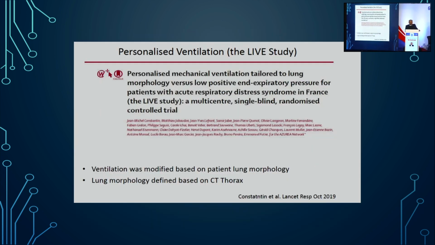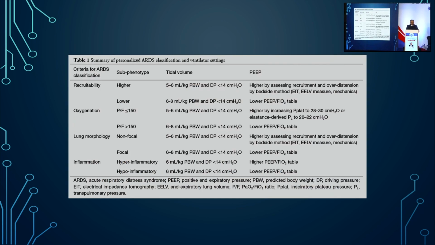And then there is an important trial, personalized ventilation, the LIVE study. As I said, every patient is different, every lung is different, every ARDS is different, so you need to titrate and personalize your care. So this was a study meant to do that. It was helped with a CT chest, and you classified the patients, subdivided into 4 groups: recruitability, oxygenation, lung morphology on a CT scan, on ultrasound, and inflammation, whether it is hyperinflammatory or hypoinflammatory ARDS.